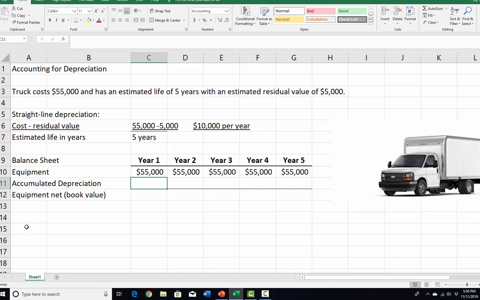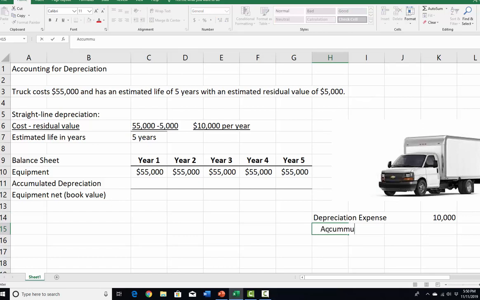Let's just remind ourselves, what is the journal entry when you record depreciation? When you record depreciation, you debit, let's put it over here, you debit depreciation expense. So it's going to be $10,000. And then you're going to credit accumulated depreciation.